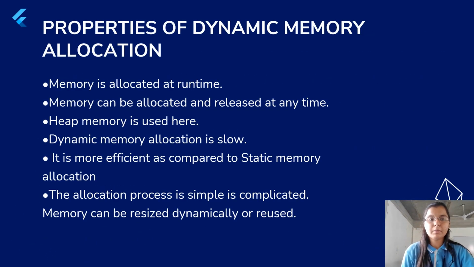Properties of dynamic memory allocation. Memory is allocated at runtime. Memory can be allocated and released at any time. Heap memory is used here. Dynamic memory allocation is a slow process. It is more efficient as compared to static memory allocation. This allocation process is simple and complicated. Memory can be resized dynamically or reused.